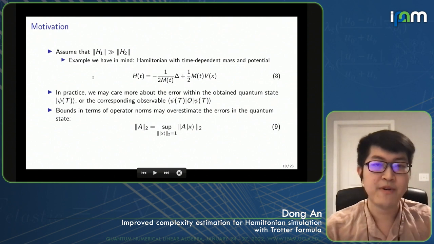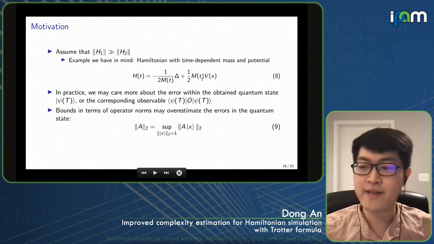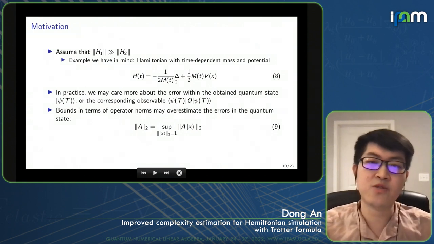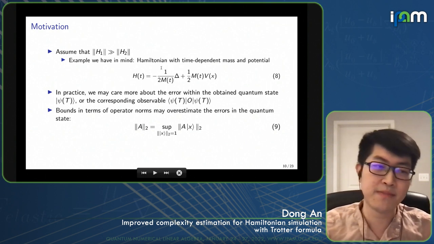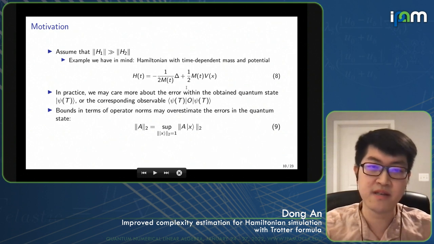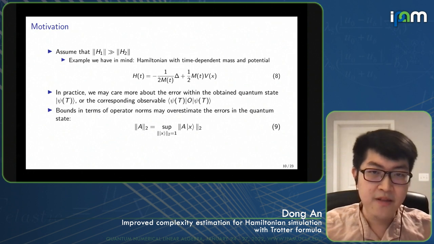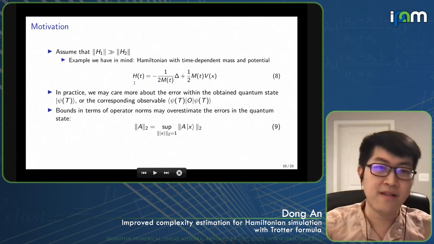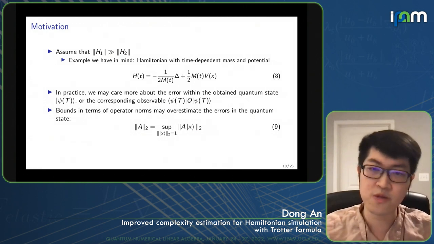So remember that we just want to study this kind of Hamiltonian with a time-dependent mass, which is specified in this equation 8. That is, we have a Laplacian and we have a potential operator, but we do have some scalar time dependency in front of my operators. So the difficulty for this kind of Hamiltonian is that if we look at the operator norm of this Hamiltonian, then the operator norm can be very, very large, which means that the error bounds in the operator norm do not give us much useful information.